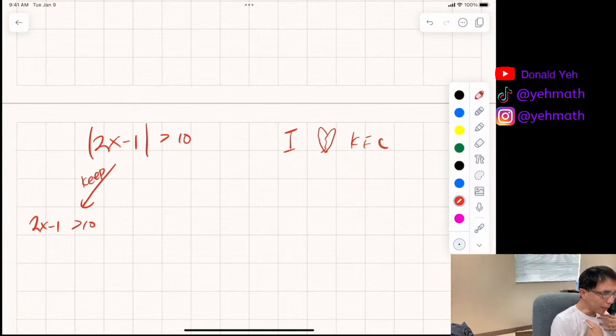So the thing about it is, I stands for isolation. Isolate the absolute value by itself. Does that make sense? That stands for I. Am I going too fast? I stands for isolation.